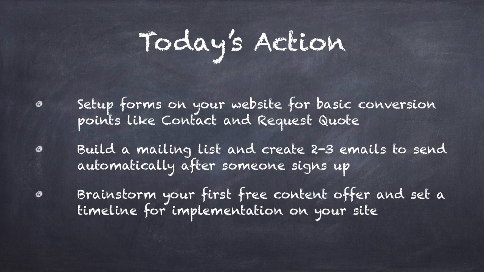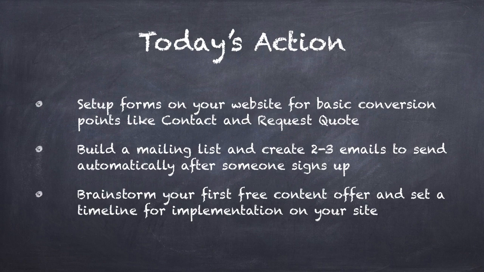All right, finally, today's actions. The most basic action, if you have no interest in the rest of that, is to get forms on your website for a contact and a request quote. Those are the two basic ones. They're fairly easy. Use Contact Form 7 if you are using WordPress. If you're in Squarespace or Weebly or one of those, they have a contact form module you can just drop in. So very easy thing to do, very important.